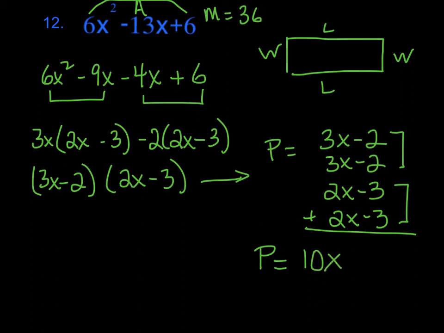And then all we're going to do is add up the numbers here at the end. So negative 2, negative 2, negative 3, and negative 3. And that will be minus 10. And that expression represents the perimeter. In terms of x means you'll have x in your answer.